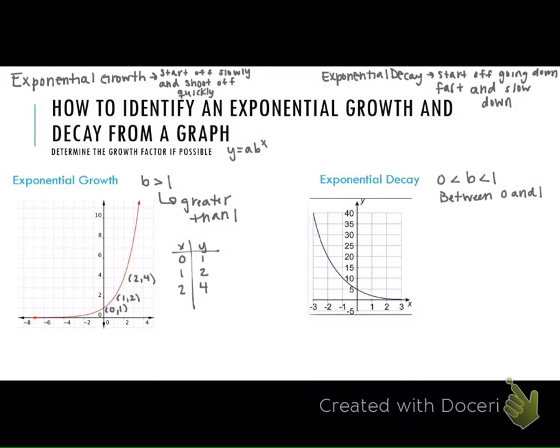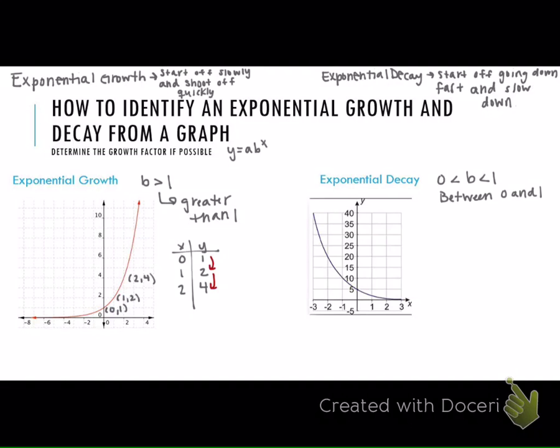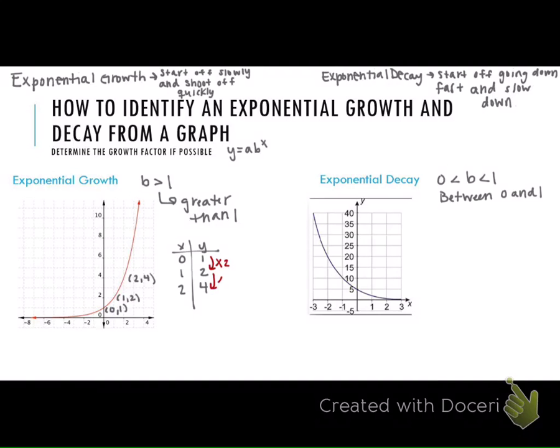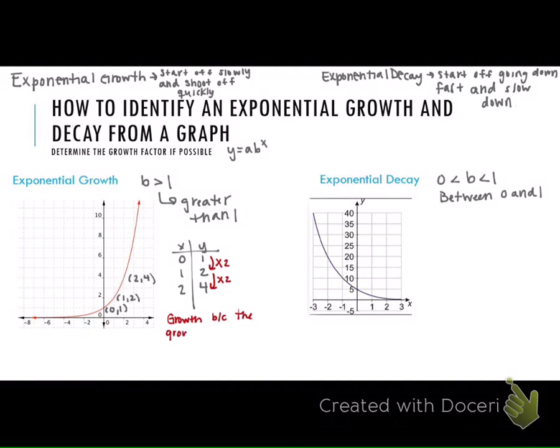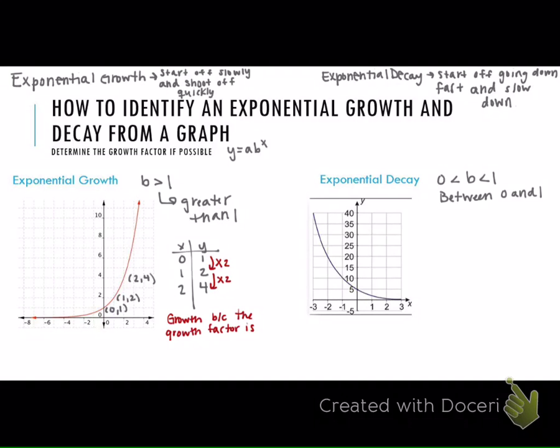Vivian, what do you notice is happening on our y? It's doubling, it's multiplying by 2. Is that bigger than 1 or between 0 and 1? Bigger than 1. So this is growth because the growth factor, whatever you're multiplying by, is 2, which is bigger than 1.